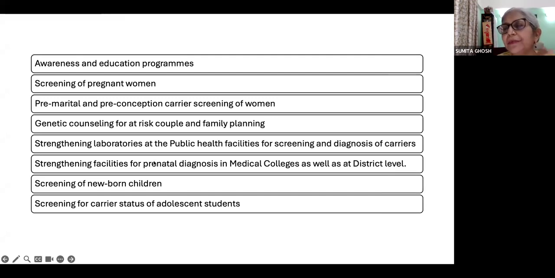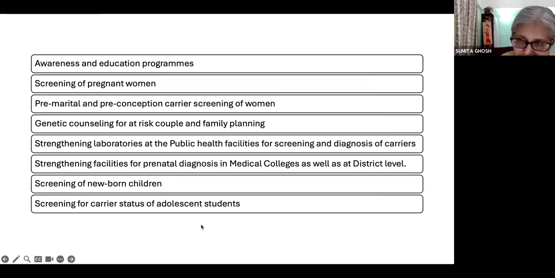That is very important for prevention, and many countries have shown that the birth of thalassemia babies can be reduced to almost zero. But again, the public health facilities and labs for screening this 3 crore pregnant cohort are an issue. So that is a policy area to strengthen. At medical college as well as district level, efforts are on to do prenatal diagnostics and newborn screening.